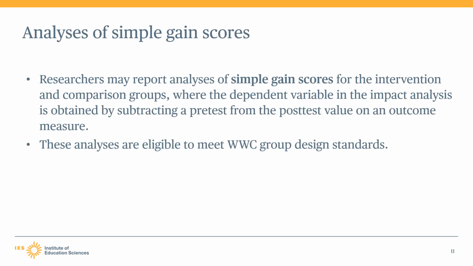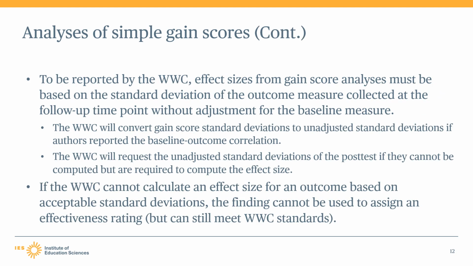Finally, another common type of repeated measures analysis that WWC reviewers may encounter are analyses of simple gain scores. This type of analysis can be used when participants are observed once before the intervention is implemented and then observed again after the start of the intervention. Gain scores can be calculated by subtracting each participant's pre-test value from the post-test value on the measure of interest. Researchers then may use the resulting difference as the dependent variable in an impact analysis, such as the outcome variable in a regression model used to estimate intervention impacts. The analyses of simple gain scores are eligible to meet WWC standards.